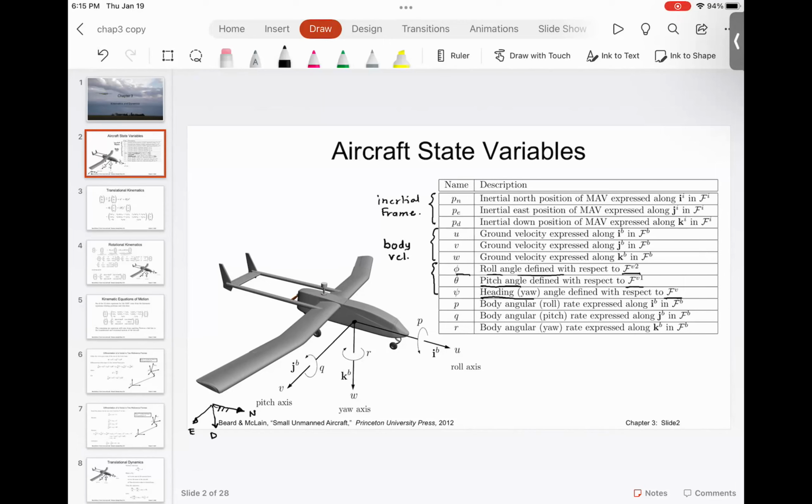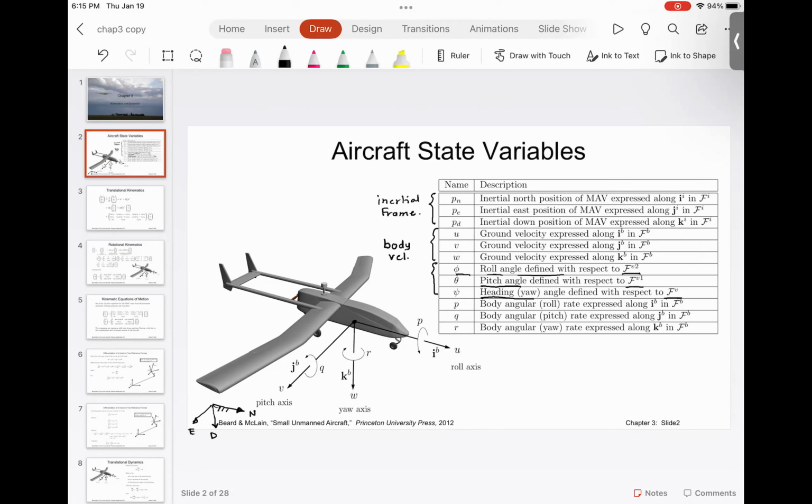Everyone understood this? So what it means, and I need to emphasize this, is we cannot solve everything in one shot. What we need to do is separate out these motions. So for an example, I have this aircraft. This aircraft, this is my inertial frame. This aircraft is over here. So I have north, east, down position with respect to this fixed frame.